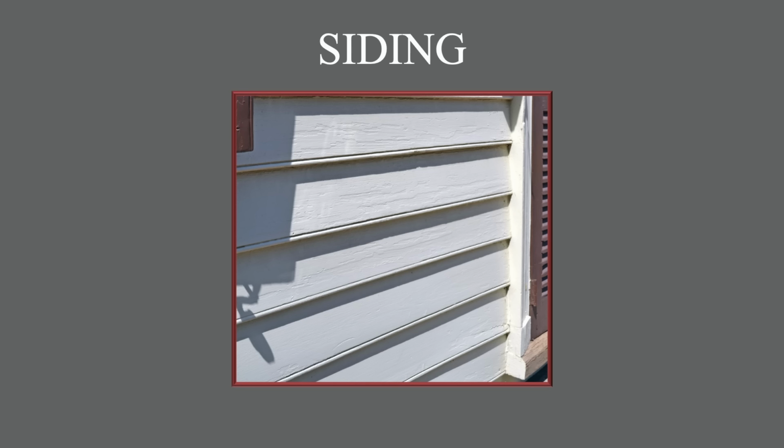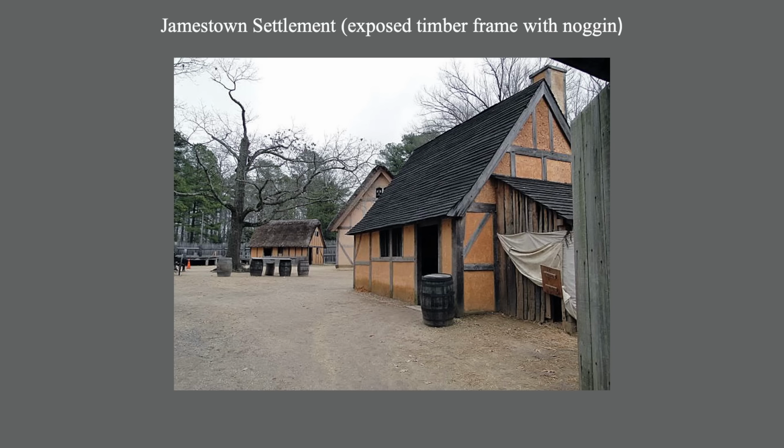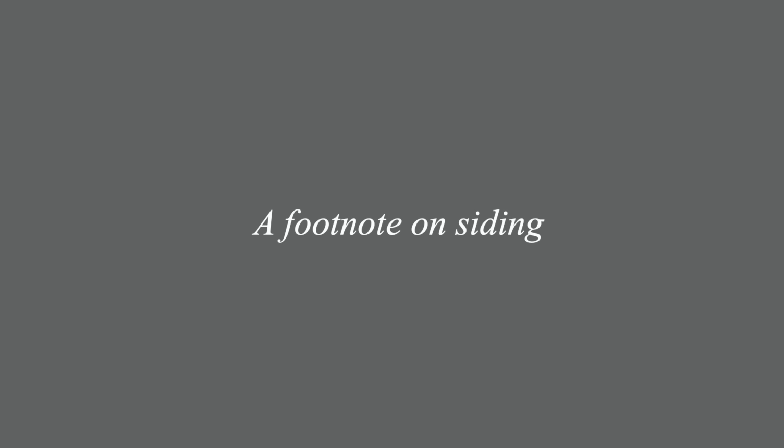Well, having discussed some aspects of colonial framing, we can now consider siding. As noted, the first settlers likely started off building with exposed framing, as was the tradition in the mother country. But they soon realized that we had an abundance of wood available for sheathing, and that subjecting exposed noggin to our more violent weather was not a good idea. However, before I launch into a discussion of siding, I want to add a footnote.